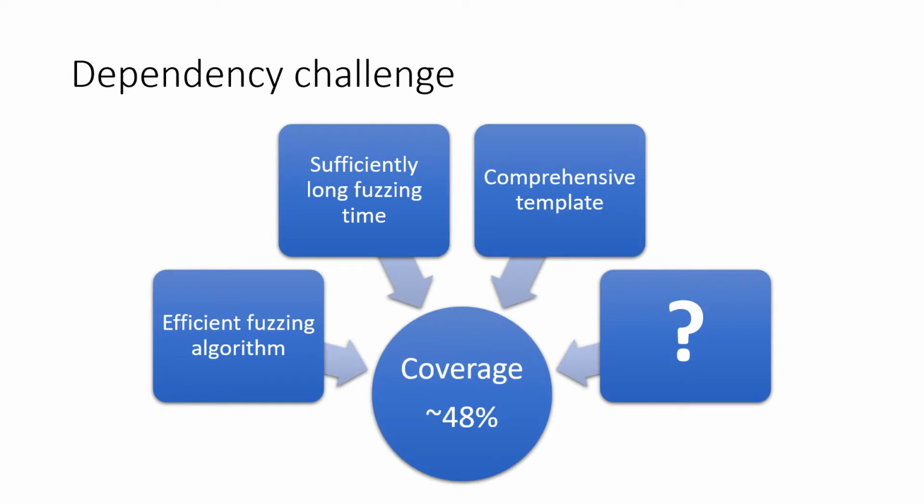We have an efficient fuzzing algorithm in Syzkaller. We have sufficiently long fuzzing time. There are also comprehensive templates for some kernel modules. However, all of them can only achieve a coverage of 48%. What else prevents Syzkaller from getting more coverage? The answer is the dependency challenge. This paper wants to figure out the root cause behind the dependency challenge in kernel fuzzing.